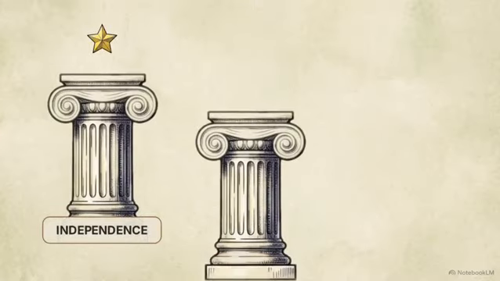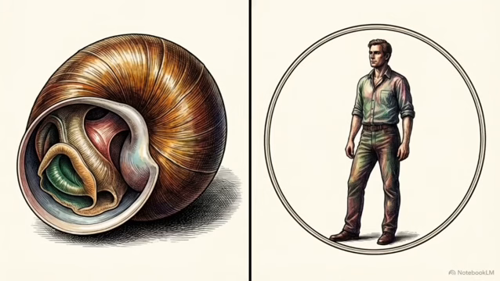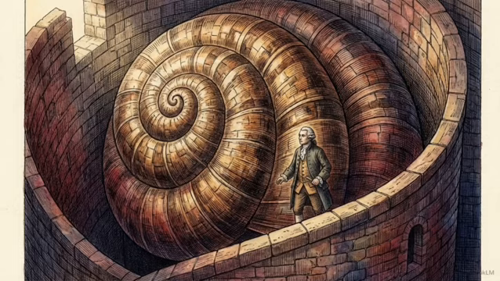For your exam summary, ensure you include these 3 pillars: independence, self-respect, and contentment. Cowper concludes that just as the snail is fused to its shell, an individual is inseparable from their own self-respect. You have now successfully translated Cowper's observations of a garden creature into a specific framework for human resilience.